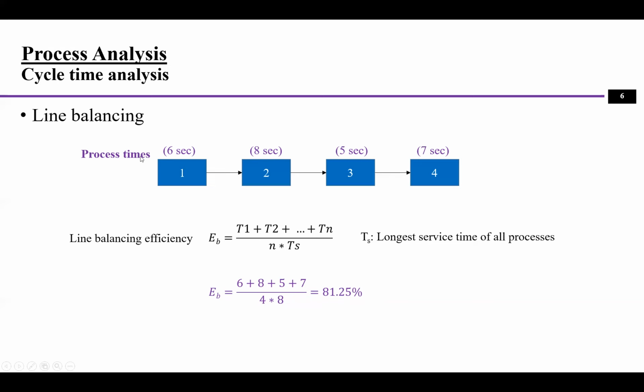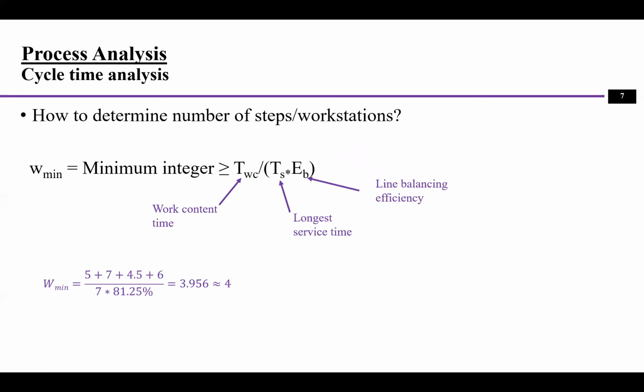Now let's assume all these process times are actually the same. This is 8, this is 8, this is 8, this is 8. Then what is the line balancing efficiency? It will be 1, because the actual process times are already 8 seconds, divided by n times the longest service time, which is also 4 times 8. Then we get 100%. So if they are all the same, then that's 100%. If they're not the same, there will be an efficiency percentage here. So this is called line balancing efficiency.